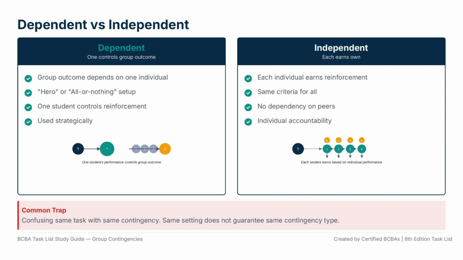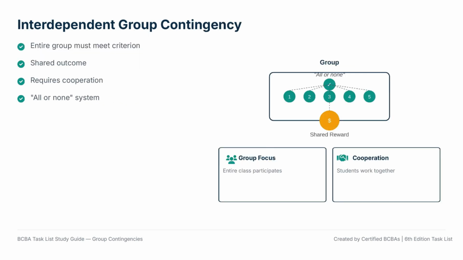Remember, same task does not mean same contingency. Now let's look at interdependent group contingencies. In this arrangement, all members of the group must meet the criterion in order for reinforcement to be delivered. This creates a shared outcome and requires cooperation among group members. It is often referred to as an all-or-none system because partial success does not result in reinforcement. Such a setup emphasizes group focus and collective effort, ensuring that success is a team achievement.